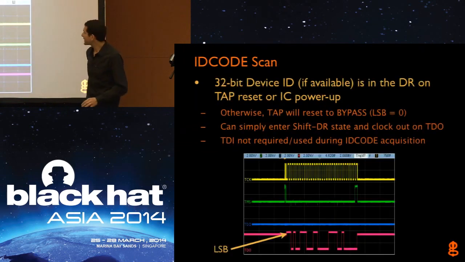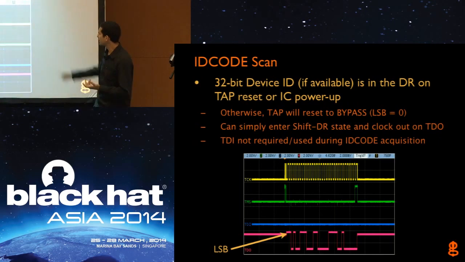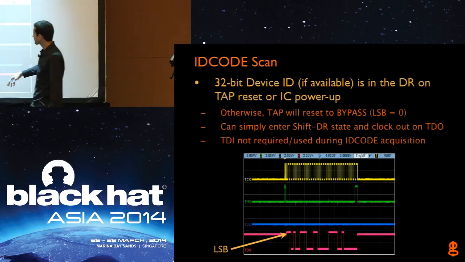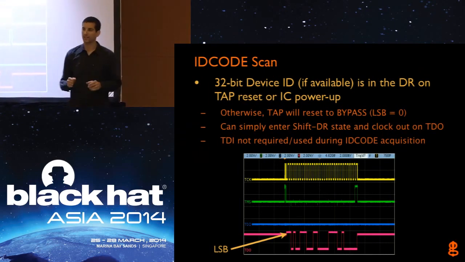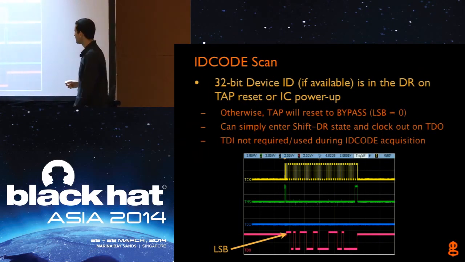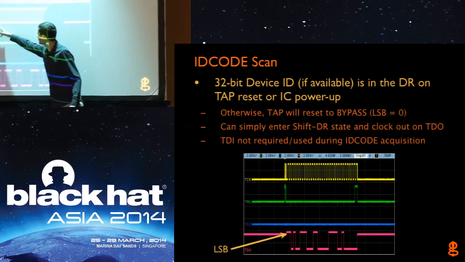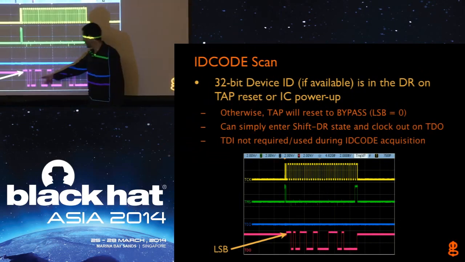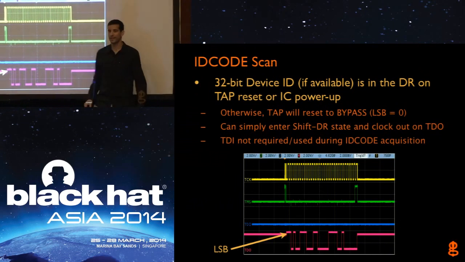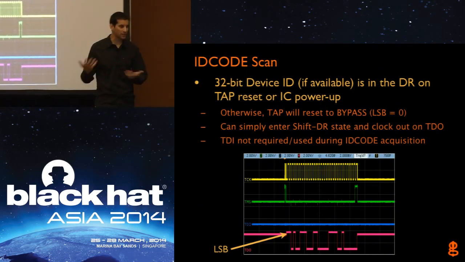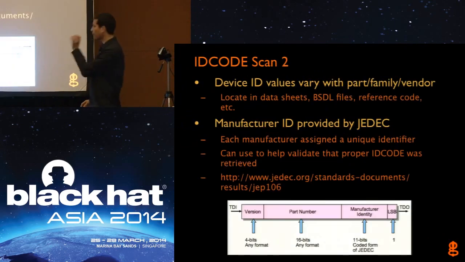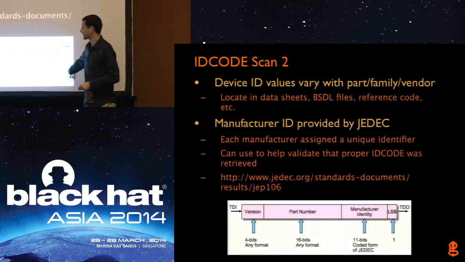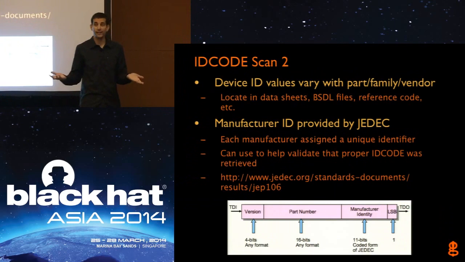So here's the ID code scan. This is one of the two methods of detecting the interface. With ID code, once you reset the tap, if there is a device ID available, it's going to be in the data register. So all we do is reset the tap, clock out data, and see if anything comes out. If it matches the device ID format, which has the least significant bit as 1, then that's potentially a valid device ID.